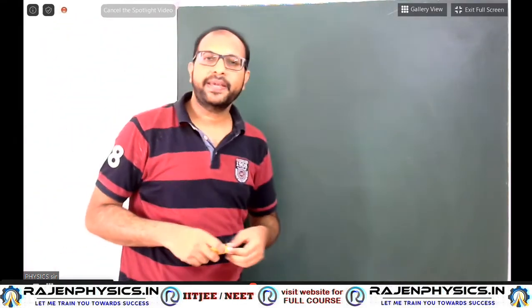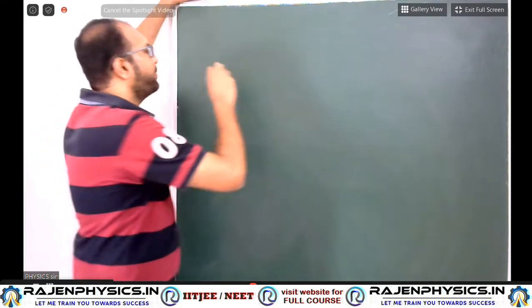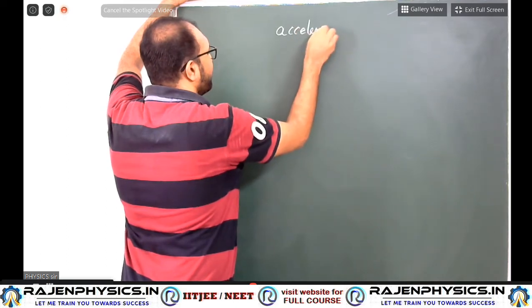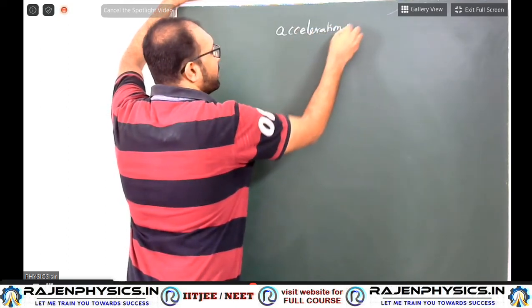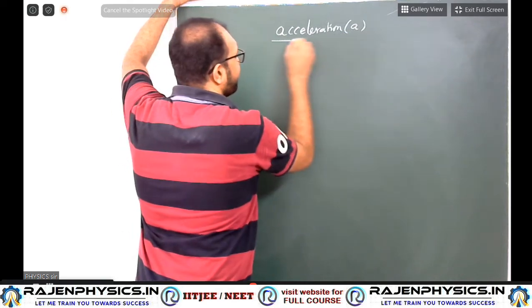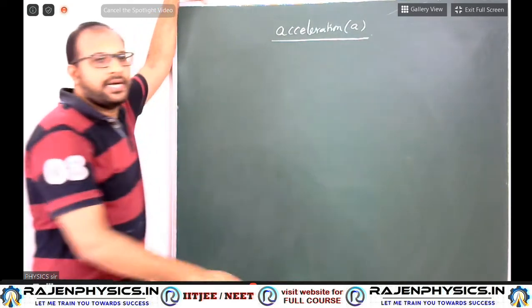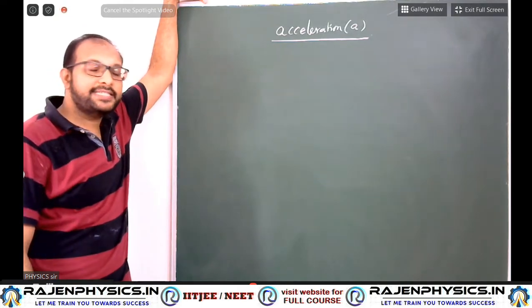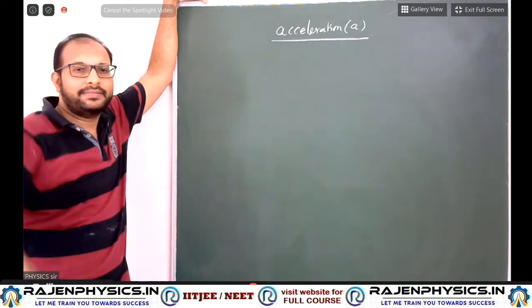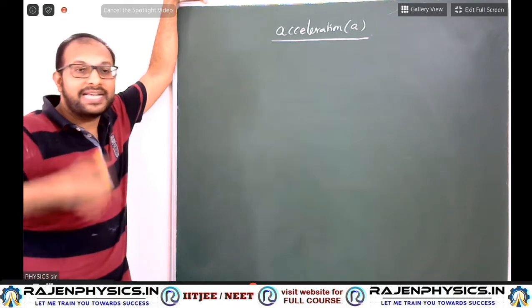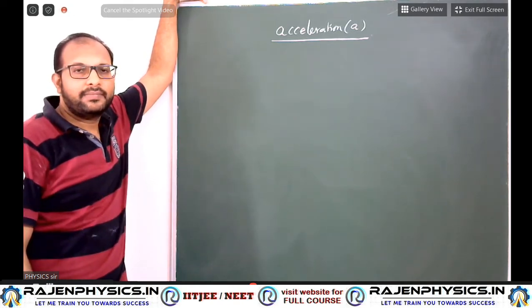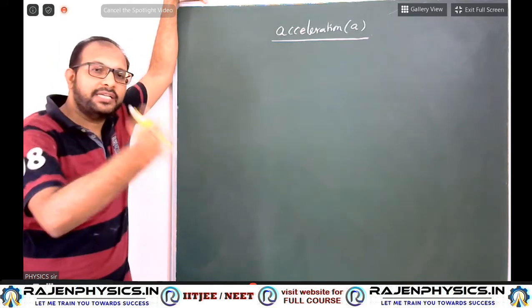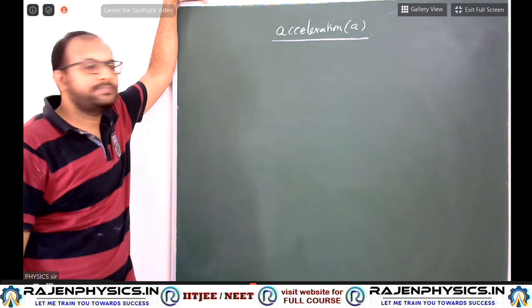Yes, students, the topic is acceleration. The general symbol is A. This is also a vector only. Here again, acceleration has two types. Instantaneous means at that instant how fast velocity is changing. Average means in some time duration how velocity is changing.